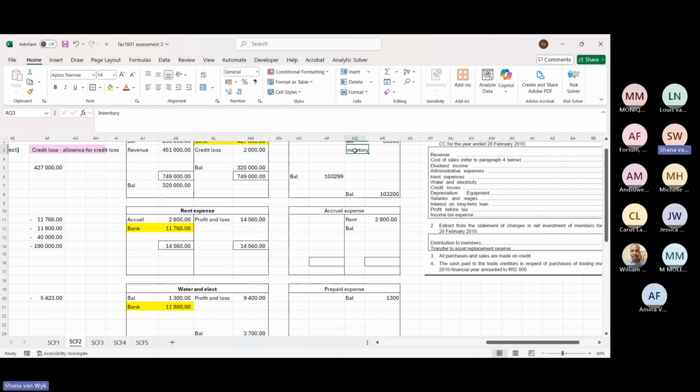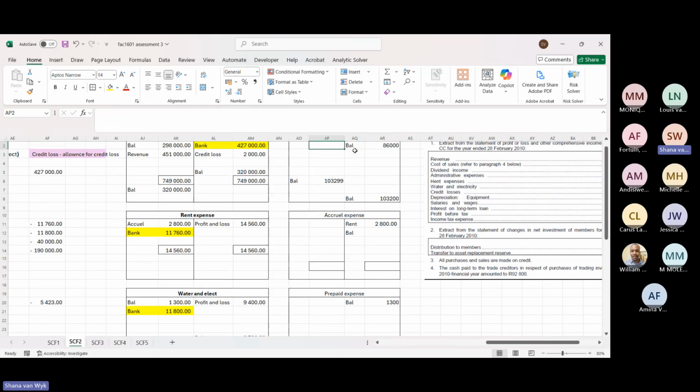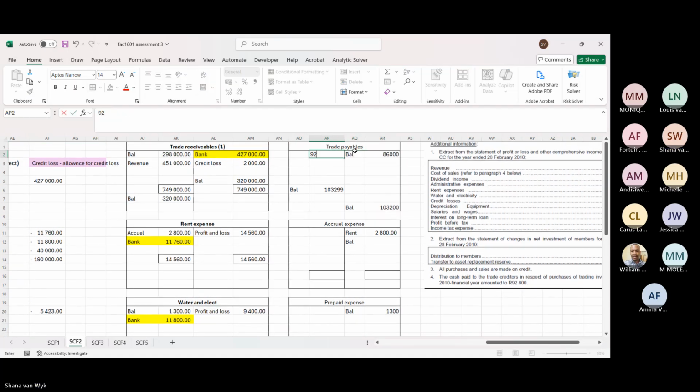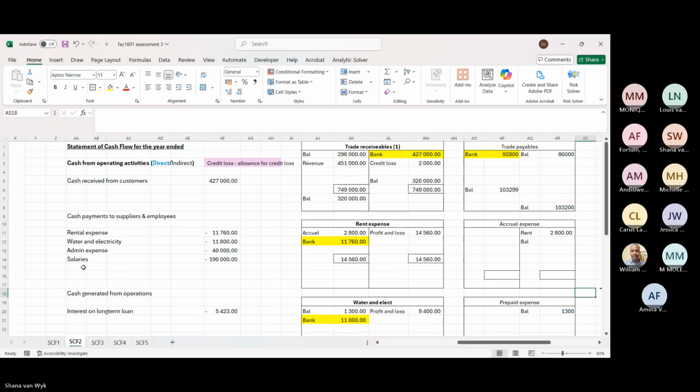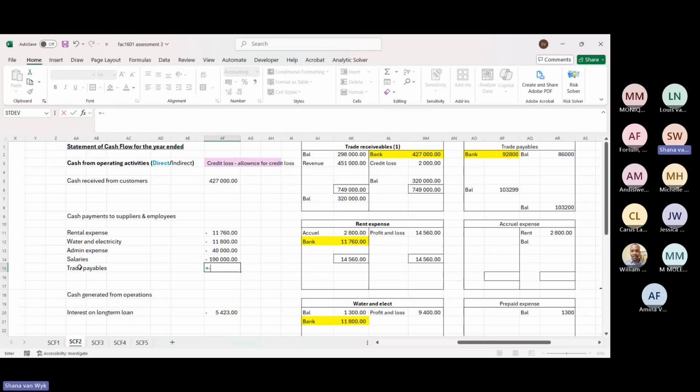Okay, so we don't need a T account. So this is going to be bank. I'm going to write it down. So, cash payments. Am I going to say here trade payables? Yeah, trade payables. And we're paying them, so it's a negative. Okay, good. Here we go.